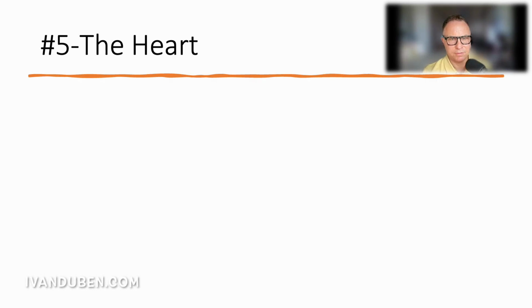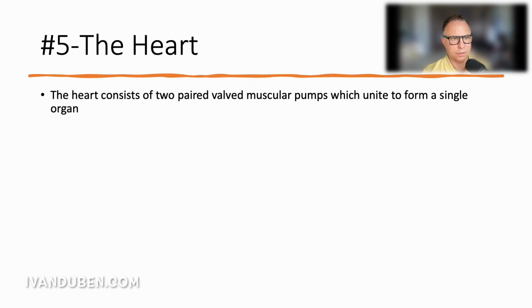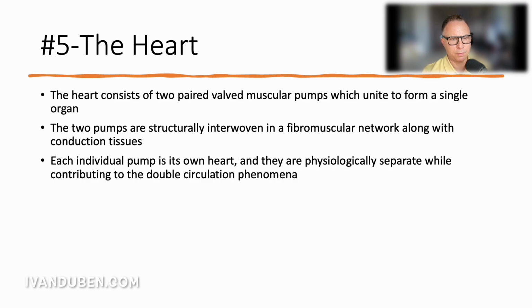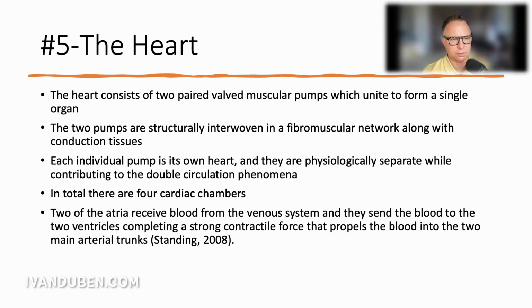We're going to begin the investigation of the mediastinum organs, starting with the heart. The heart consists of two paired valve muscular pumps which unite to form a single organ. The two pumps are structurally interwoven in a fibromuscular network along with conduction tissues. Each individual pump is its own heart, and they are physiologically separate while contributing to the double circulation phenomena. In total, there are 4 cardiac chambers. 2 of the atria receive blood from the venous system, and they send the blood to the 2 ventricles, completing a strong contractile force that propels the blood into the 2 main arterial trunks.